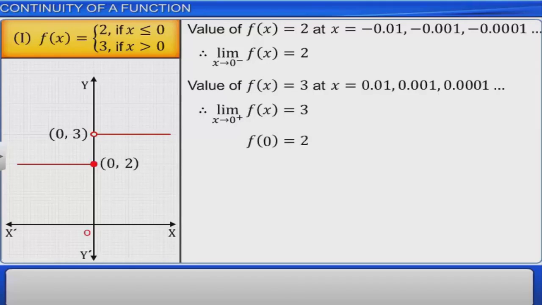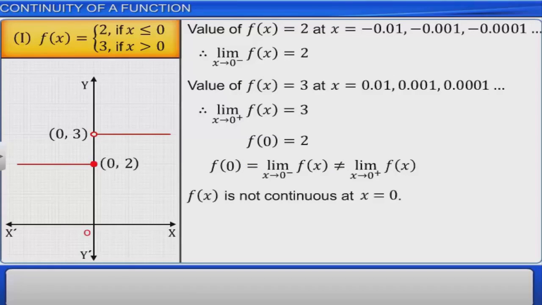Observe that the left-hand and right-hand limits do not coincide. Also observe that the value of f at x is equal to 0 coincides with the left-hand limit. Therefore, the function is not continuous at x is equal to 0. Next, consider the graph of the second function.